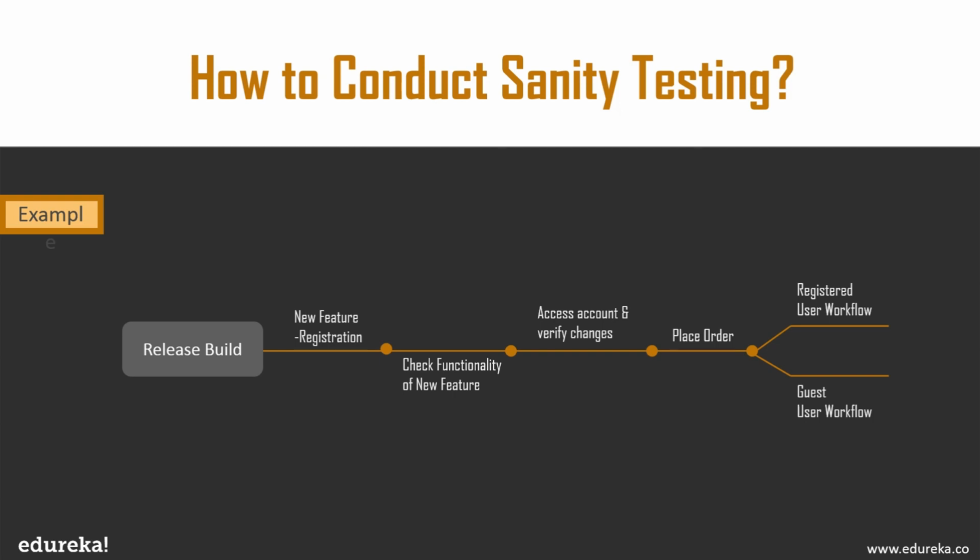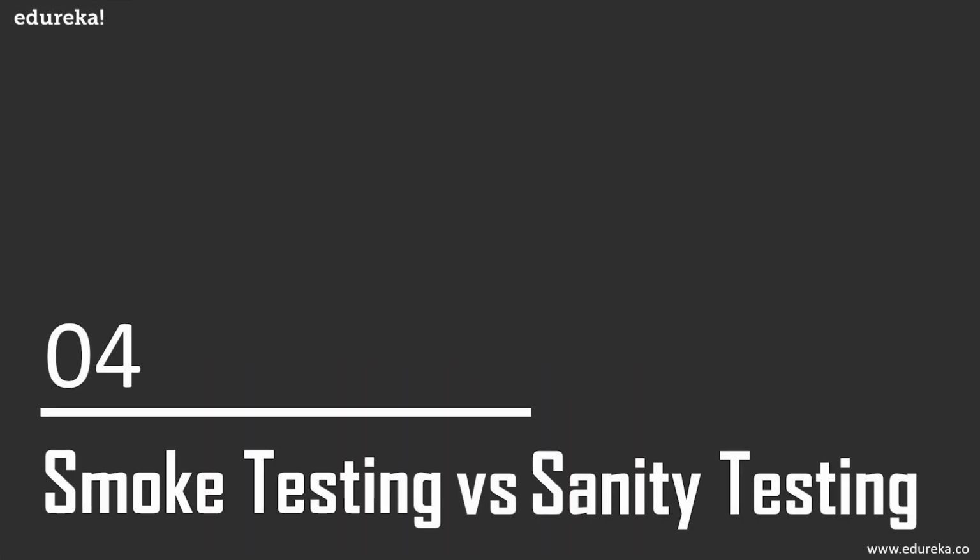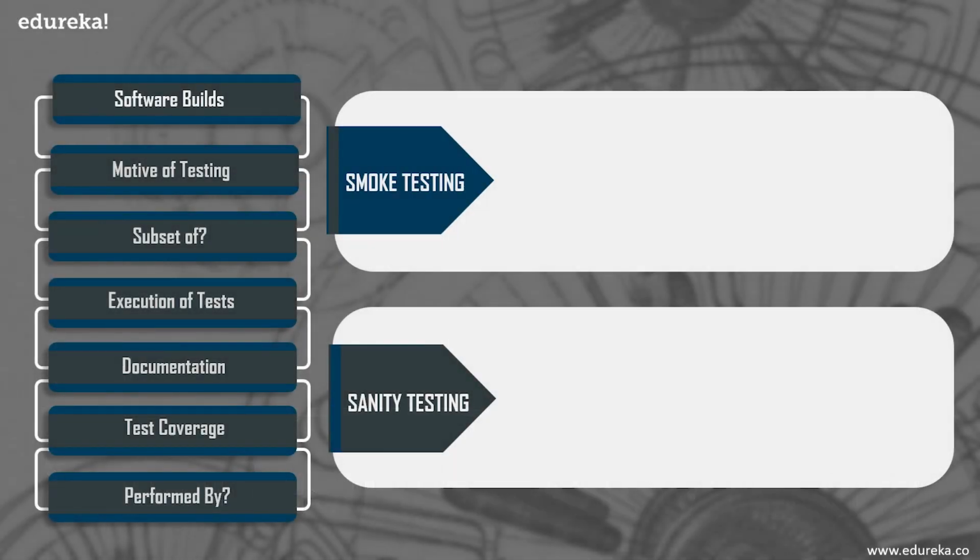Well, at this point, you know what smoke testing is and what sanity testing is and how they're conducted in the real world. Now let's check out the key differences between smoke testing and sanity testing. I'm comparing these two types of testing on certain major features like purpose of testing, documentation, software builds, and many others. So the first thing that we're discussing here is software builds.